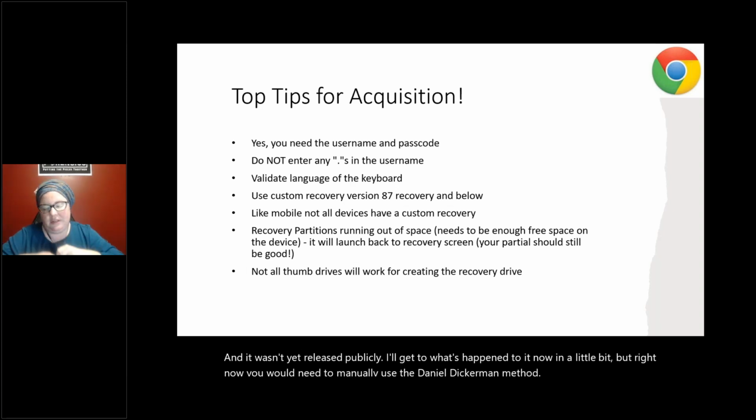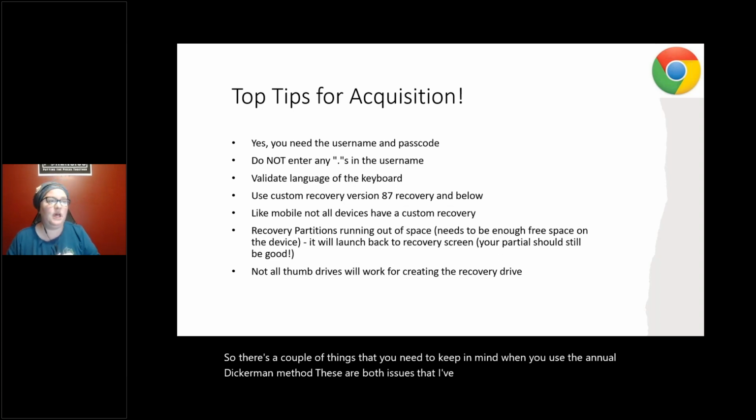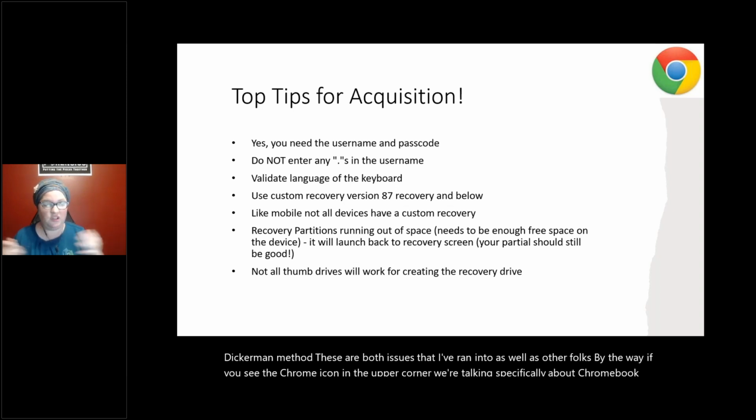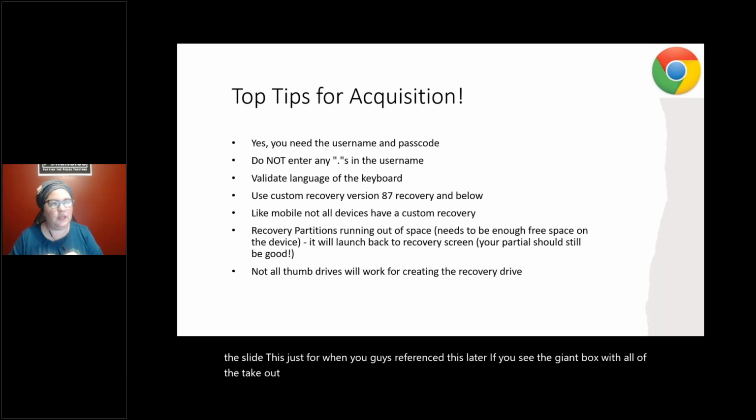So there's a couple of things that you need to keep in mind when you use the Daniel Dickerman method. These are both issues that I've ran into as well as other folks. By the way, if you see the Chrome icon in the upper corner, we're talking specifically about Chromebook for the slide. This is just for when you guys reference this later. If you see the giant box with all of the takeout different components, that means that that slide's referring to the data you get from a takeout, because both are possible.